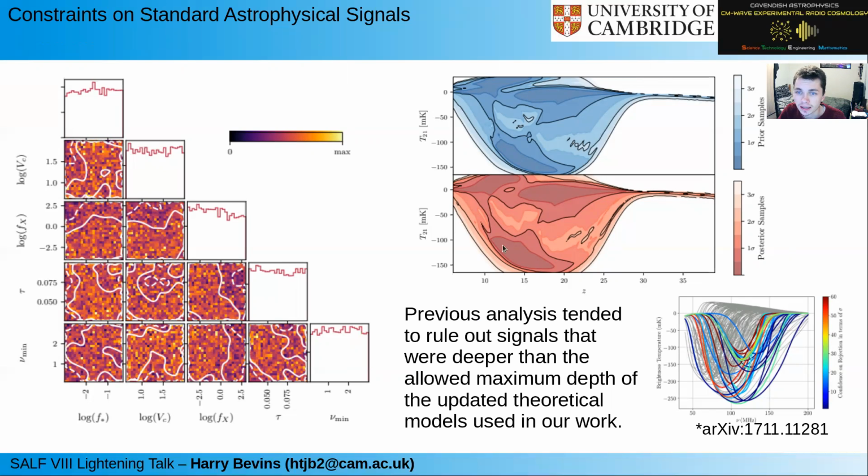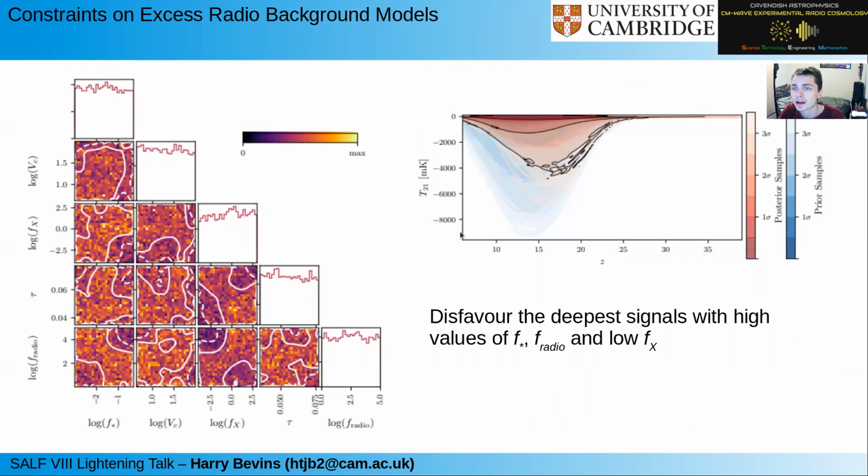But for the exotic models with an excess radio background, we do rule out very deep signals, which again, you can see by comparing the functional posterior and the functional prior. And these deep signals correspond to high values of f_radio, so the radio production efficiency of high redshift radio galaxies, and low values of f_X, the X-ray efficiency, and high values of f_star, the star formation efficiency, all in combination. And you can see that in these 2D posteriors where the blue regions show regions of lower probability.